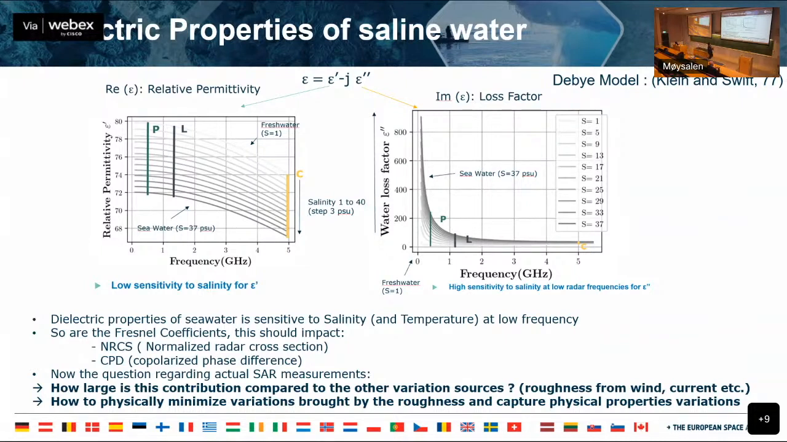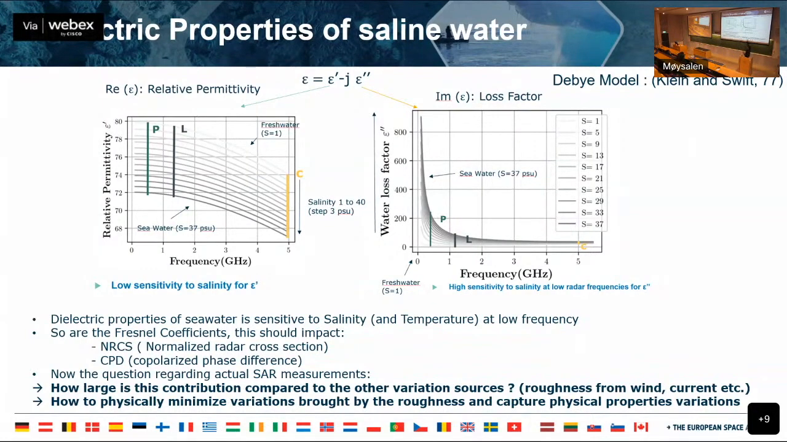So on the left part, you have the real part of the dielectric permittivity as a function of frequency and salinity. Light shade is freshwater, and then in dark shade you increase the salinity. You see that the real part is not much varying. It has a kind of homogeneous behavior with the frequency. But the imaginary part is where it's very interesting, because you see that at C-band, 5 gigahertz, you have very small variation. At L-band you start to have higher variation, and then at P-band you have a very good sensitivity.